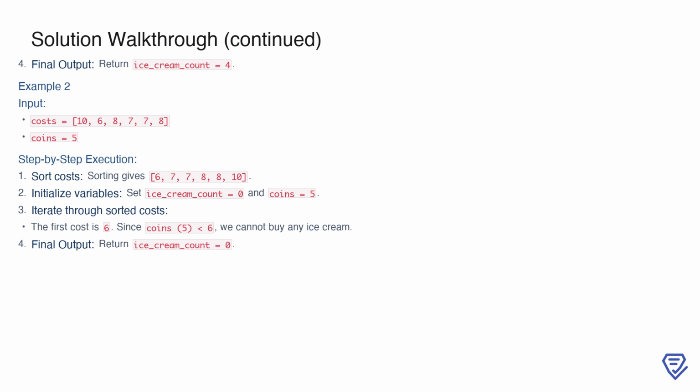Since we can't afford even the cheapest option, we stop immediately. As a result, the total number of ice creams we can buy in this case is 0. This example shows how a lack of sufficient coins can prevent us from making any purchases, no matter the strategy.